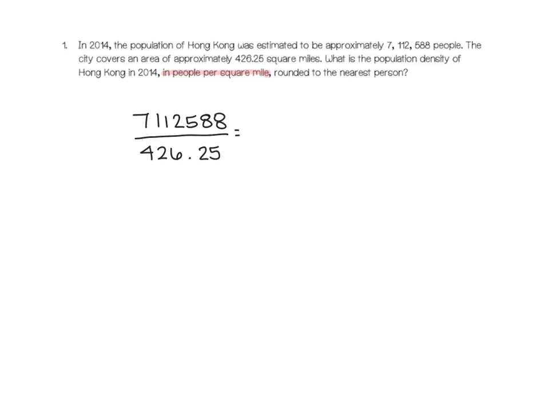And when I do that, I get 16,686.4 people per square mile.